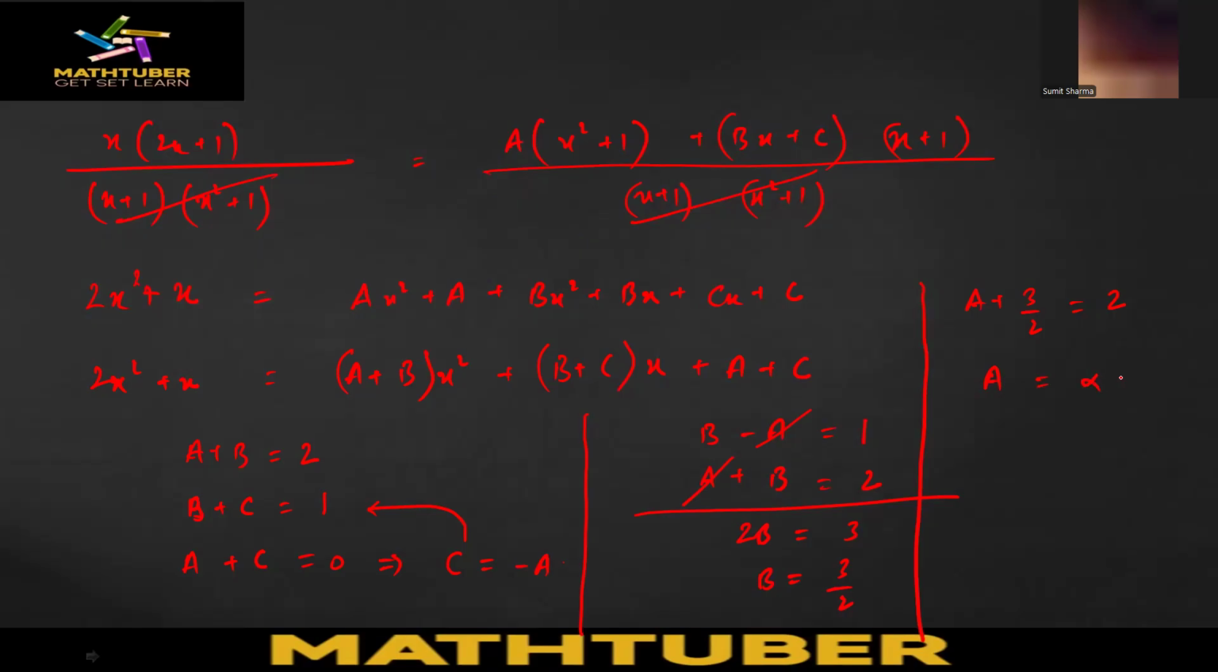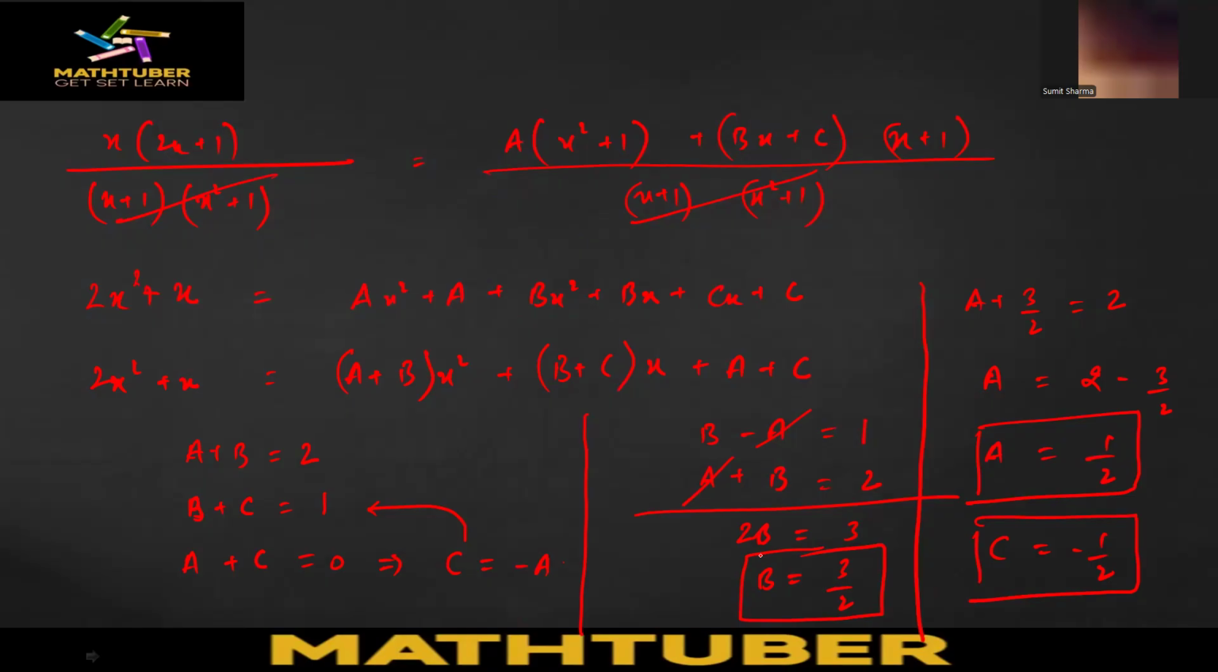A is equal to 2 minus 3 by 2, that is 1 by 2. And c will be equal to minus 1 by 2 because it was equal to minus a. So here we got the values for A, B, and C, all three. And now we can put it in the first equation.